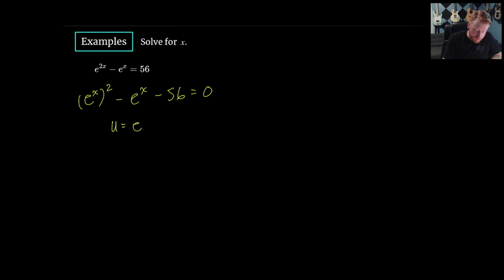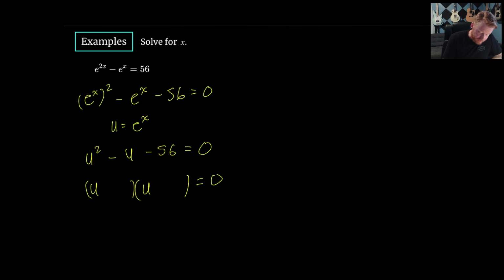We'll let u be equal to e to the x. And then I can rewrite what we have above as u squared minus u minus 56 equals 0. And hopefully you agree that this seems like a much easier problem to solve. So let's go ahead and do that. We can just factor this left-hand side. I believe that this factors, we'll have u and u, and then I think we'll have -8 and +7. Those multiply together to give me -56, and they add to give me -1. Yeah, I feel good about that.